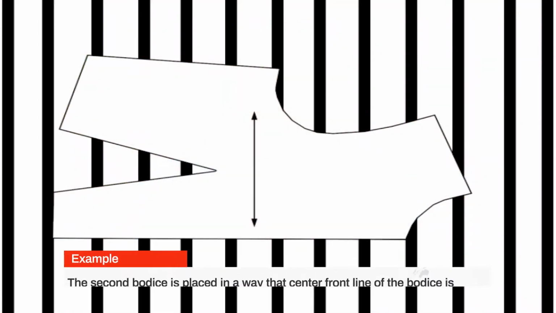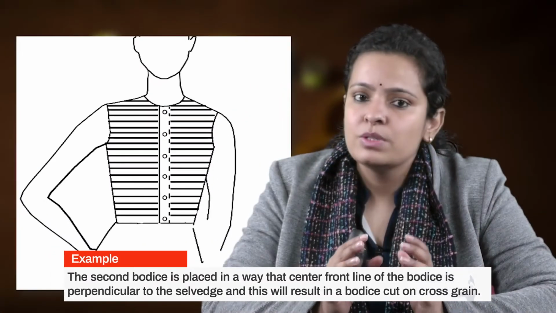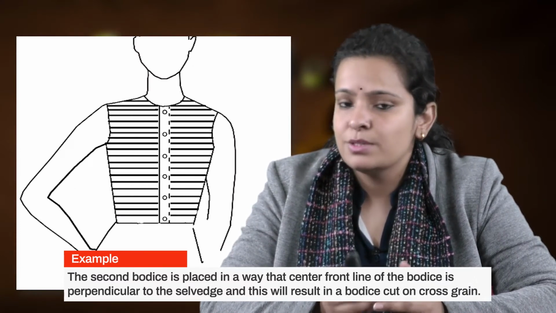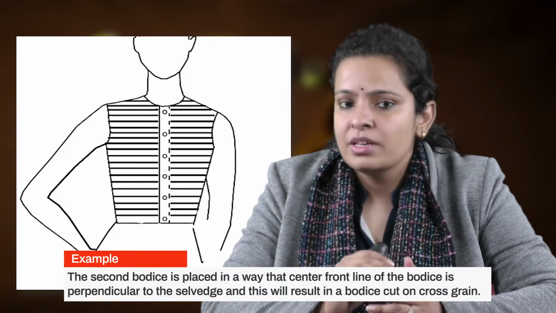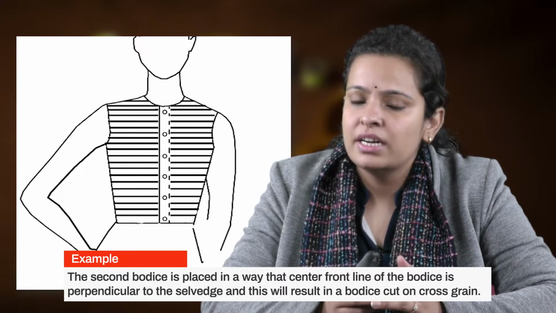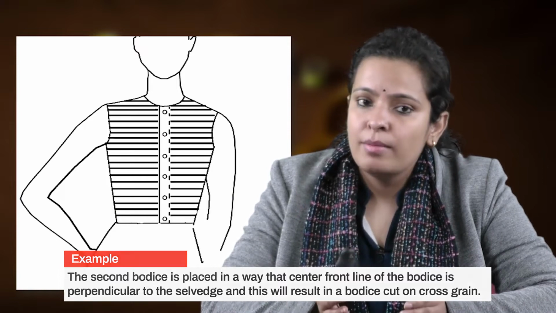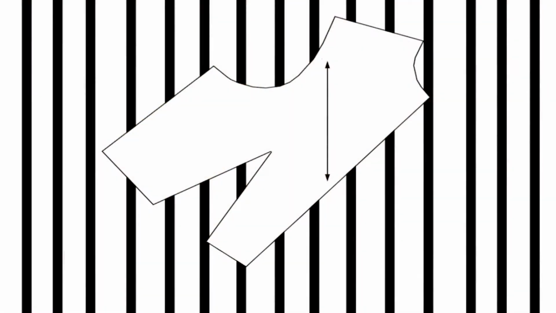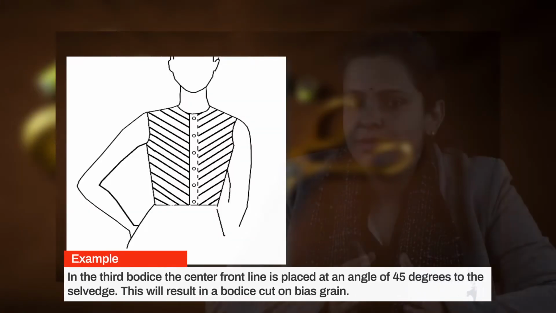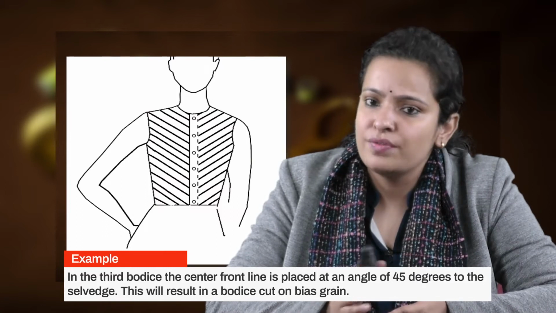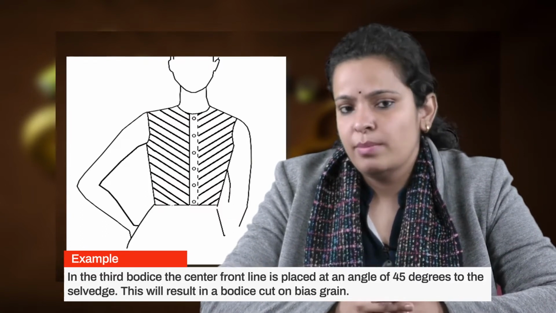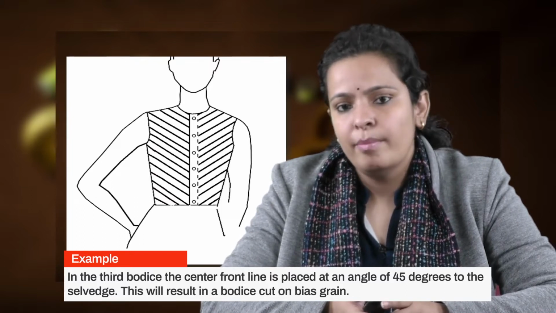The second bodice, in the middle, is placed so that the center front line of the bodice is perpendicular to the selvage, and this will result in the bodice being cut on the cross grain. And in the third picture you can see the bodice with the center front line placed at an angle of 45 degrees to the selvage. So this will result in the bodice being cut on the bias grain.